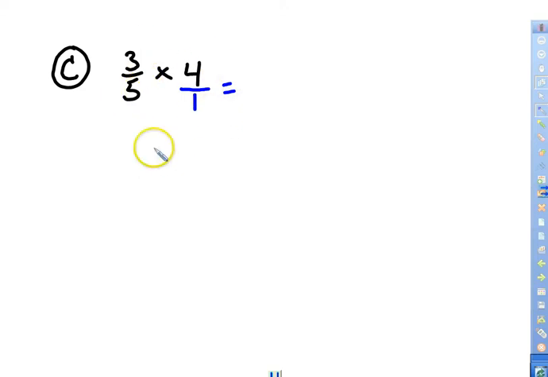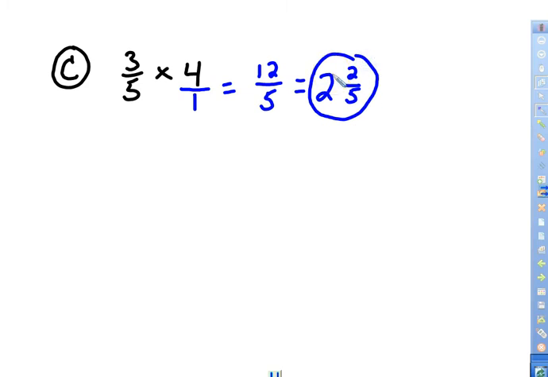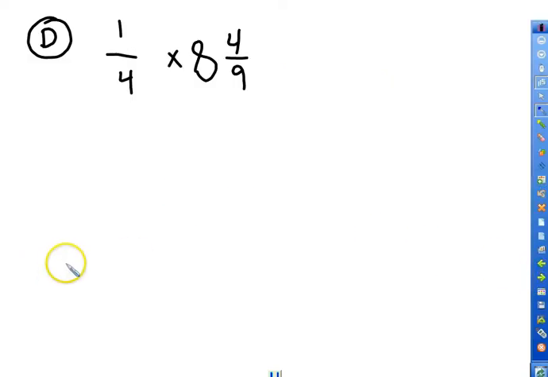There are no numbers we can cross-reduce, so 3 times 4 is 12, and 5 times 1 is 5. Now we put that in simplest form. How many 5s go into 12? 2 wholes, which is 10. 10 from 12 is 2, and 5 as my denominator. So 2 and 2/5. Okay. The key again to this is making sure we write it as a fraction. Go ahead and solve this.